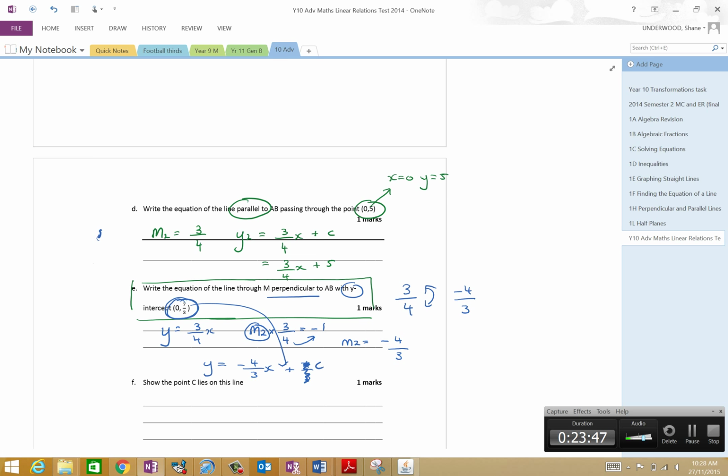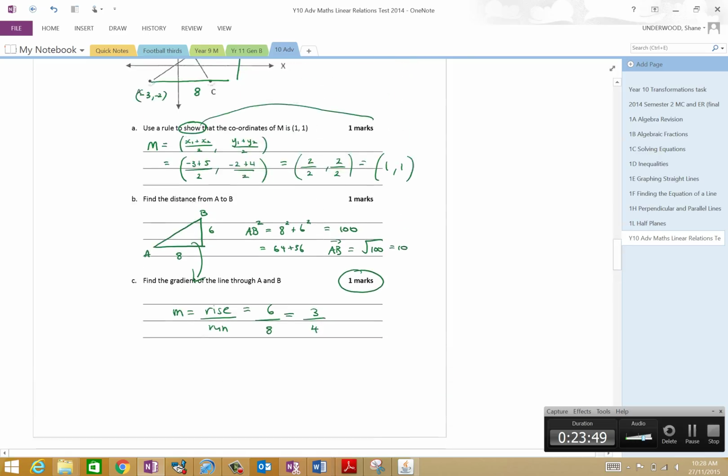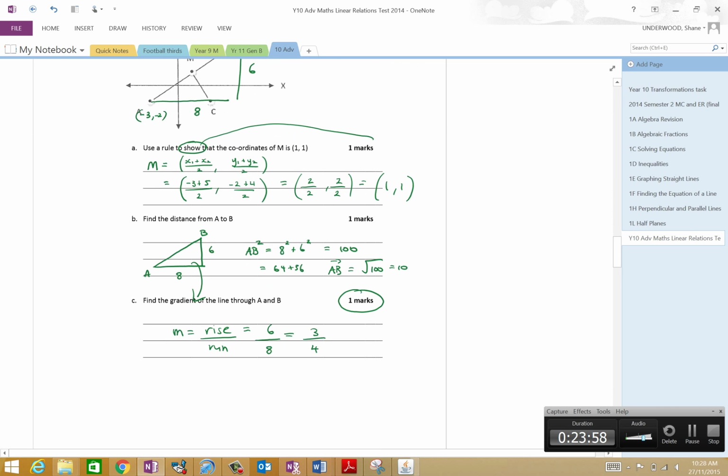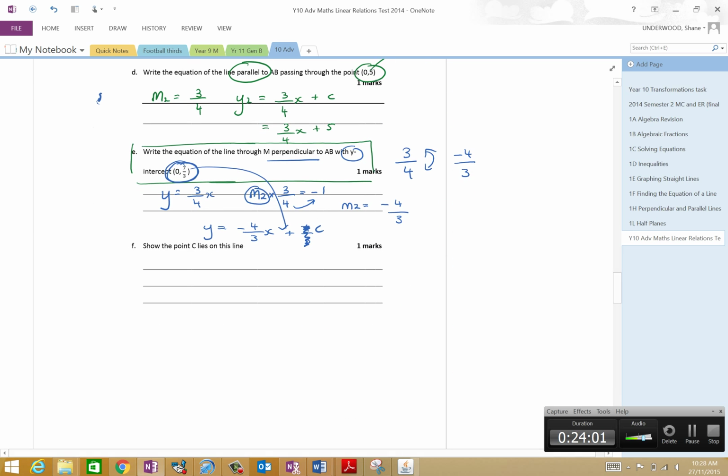Show that c lies on the line. Now c is the coordinate 13 on 4, minus 2, so we've got to refer back to that. So, showing that it lies on the line, when x equals 13 on 4, y equals -2. Is that what's supposed to happen? Yeah. So let's show it. Show that C lies on this line.